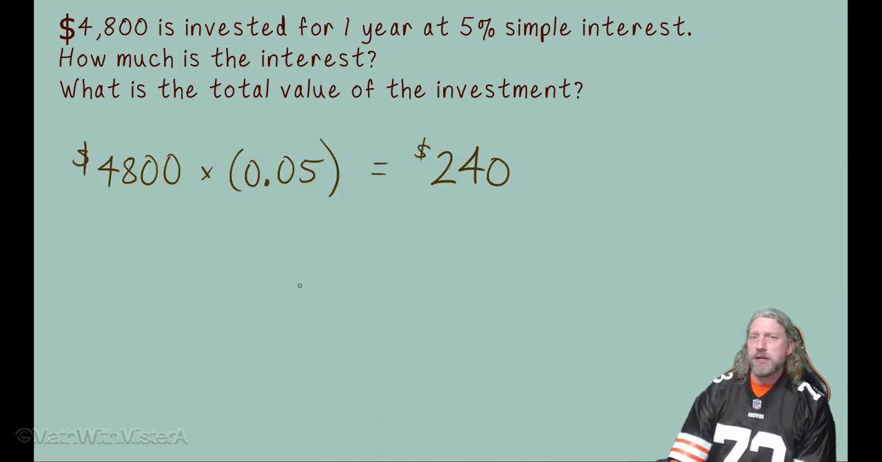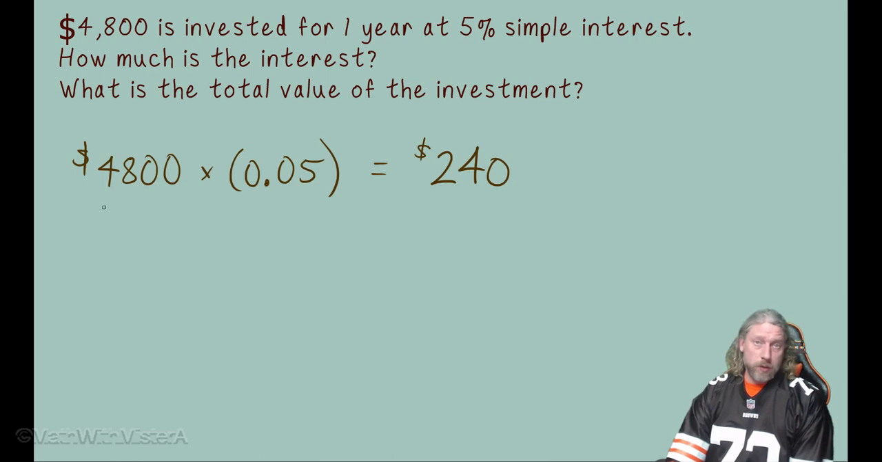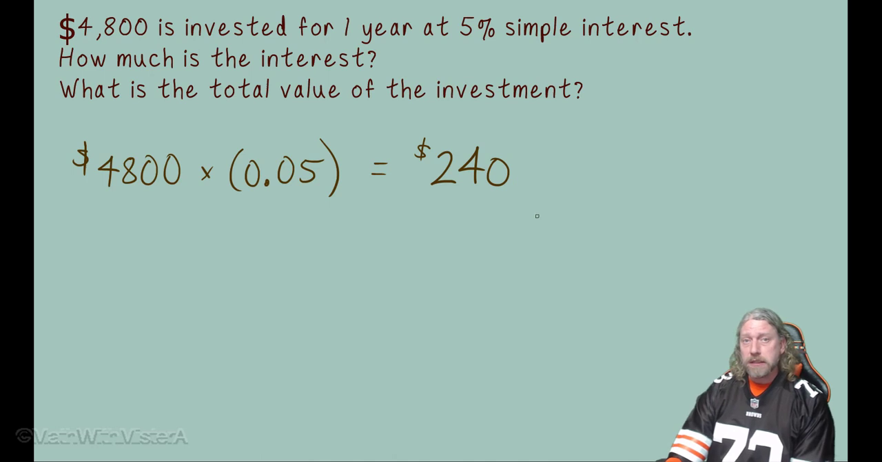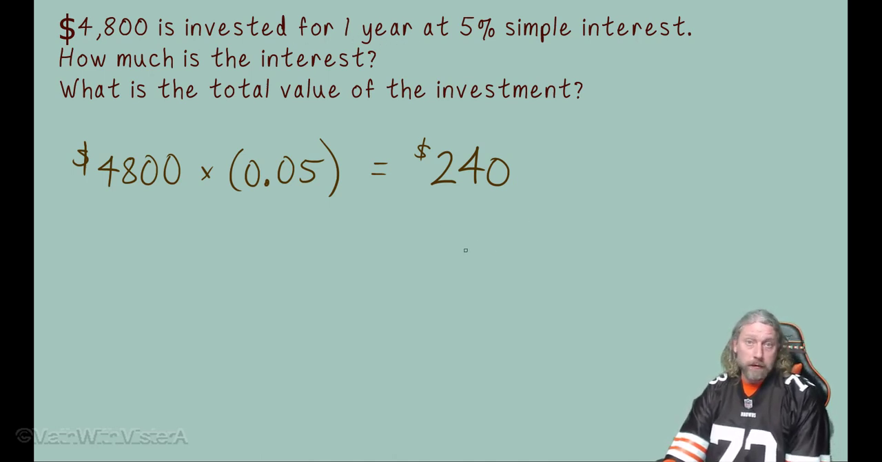So my first calculation was just to find what is 5% of $4,800. So I multiply $4,800 times 0.05, 5% after we change it to a decimal. And that equals $240 of interest. And we notice that this problem is only asking for 1 year, and that's exactly what that calculation gives us, the interest for 1 year.